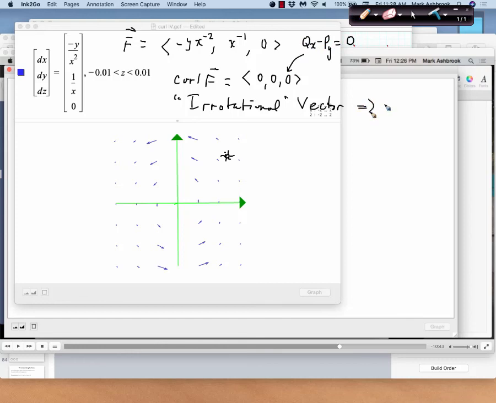Conservative, right? Irrotational vector fields are conservative. Or conservative vector fields are irrotational, we should say, right? But they're one and the same, right? So if you have a conservative vector field, that means it's irrotational everywhere. And your curl is 0, or your Qx minus Py is 0, Qx equals Py, and so then that rotational rate of change is 0.